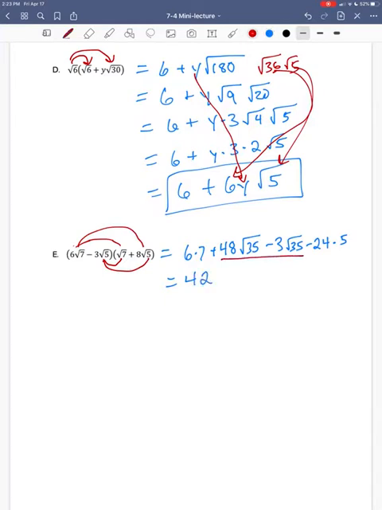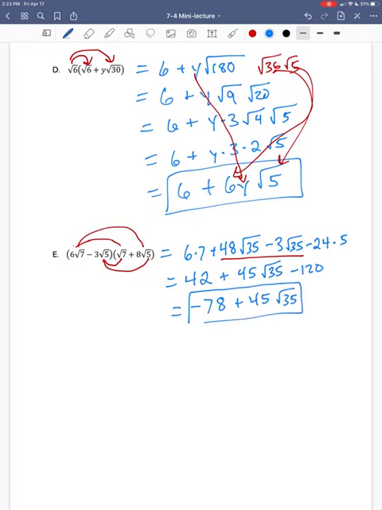These terms are like terms and like radicals, so I can put them together. 48 minus 3 is positive 45. The square root of 35 just sort of goes along for the ride. 24 times 5 is 120, so I get negative 120. So 42 minus 120, I get negative 78. Plus 45 times the square root of 35. And that would be my result.